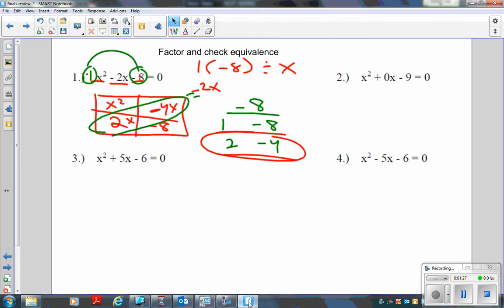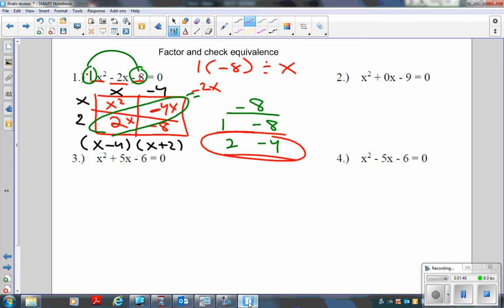Once you get to this point, you see what they have in common, the greatest common factor. In this case it is x, and x times x is x squared, and x times -4 is -4x, and x times 2 is 2x. The factors there are x minus 4, x plus 2. Since this is the first time we've done that, we'll go ahead and check our answers.